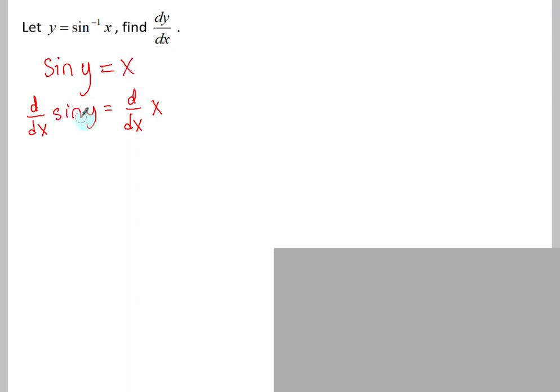The derivative of sine of y is cosine of y, and using the chain rule, times dy/dx. The derivative of x is 1. So I divide to get dy/dx by itself, and dy/dx equals 1 over cosine of y. Now, I would prefer to have my derivative of a function of x in terms of x. So let's use our trigonometry to help us with that.